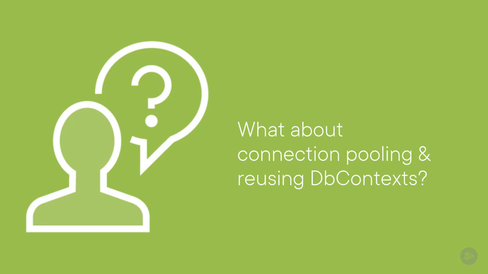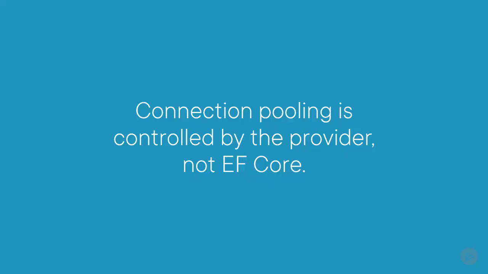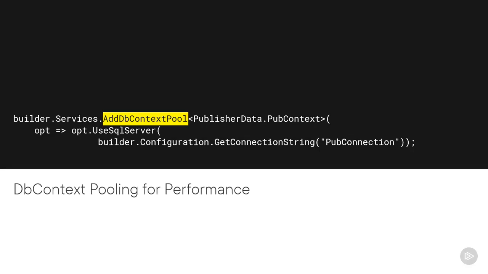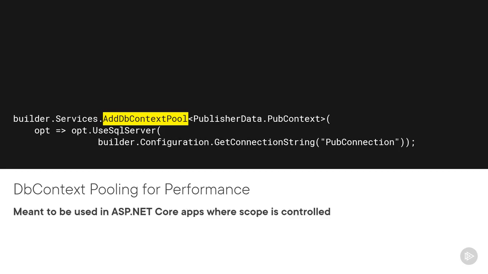Here's another FAQ. What about reusing connections and connection pooling, or even DB contexts? To answer the first question, database connection pooling is controlled by the database provider. However, there is another kind of pooling in EF Core, which is DB context pooling, allowing EF Core to reuse instances of a DB context rather than instantiate new ones each time. Instantiating a DB context isn't actually that resource intensive, but when it comes to web applications, especially highly transactional ones, there are definitely times when you can gain performance improvements by pooling those DB contexts.